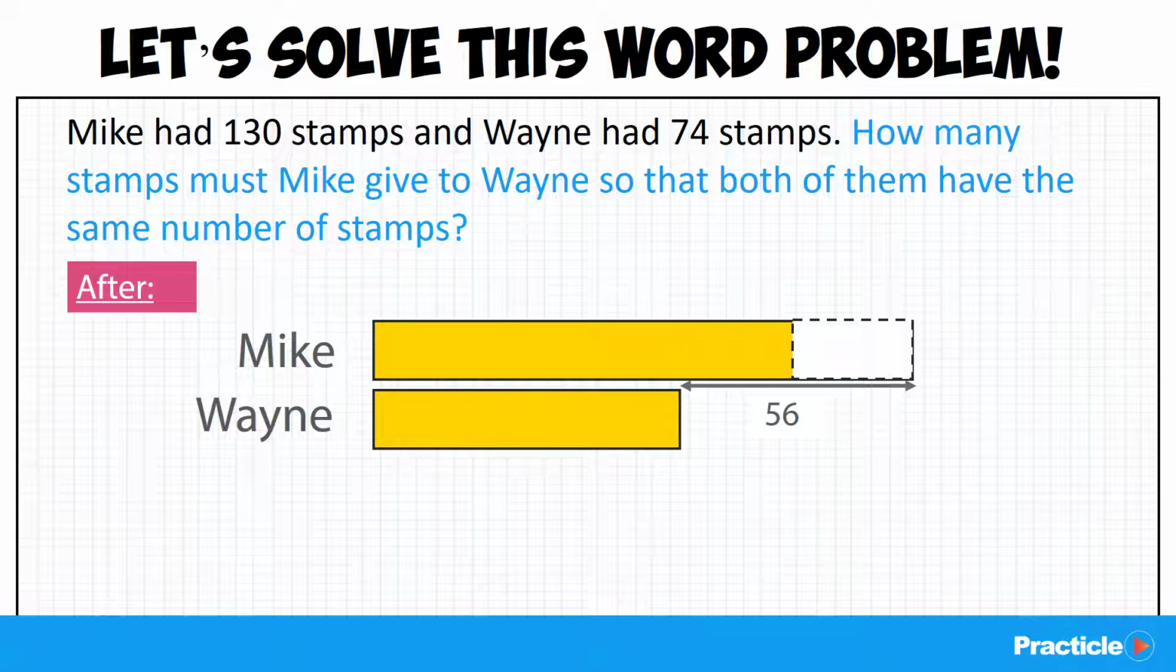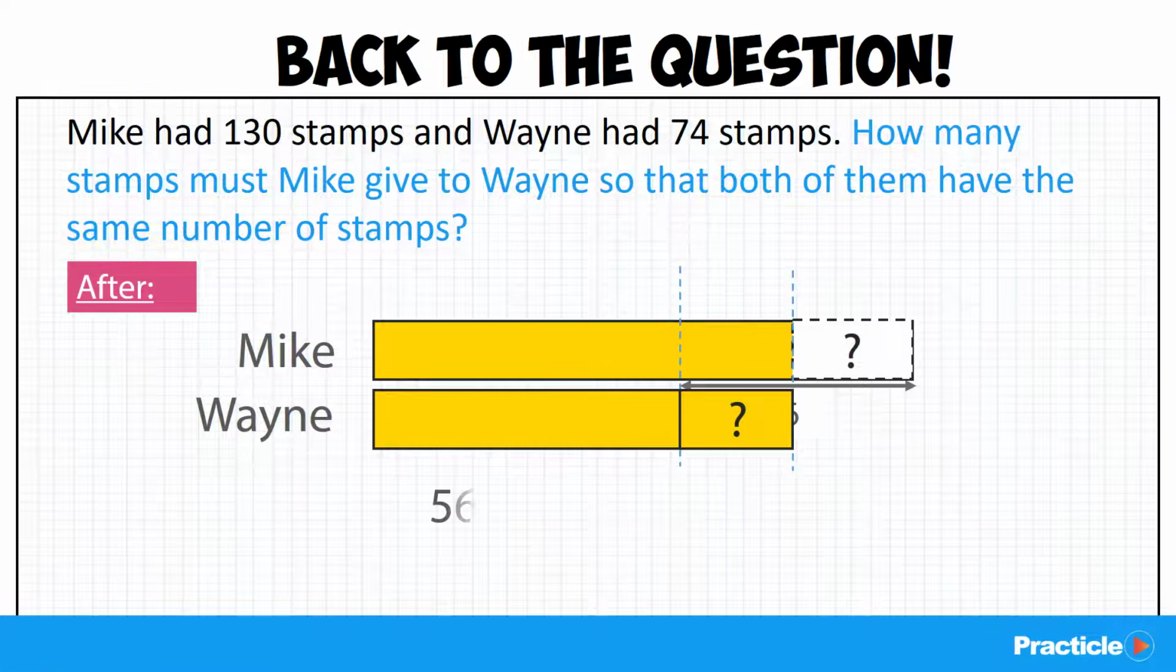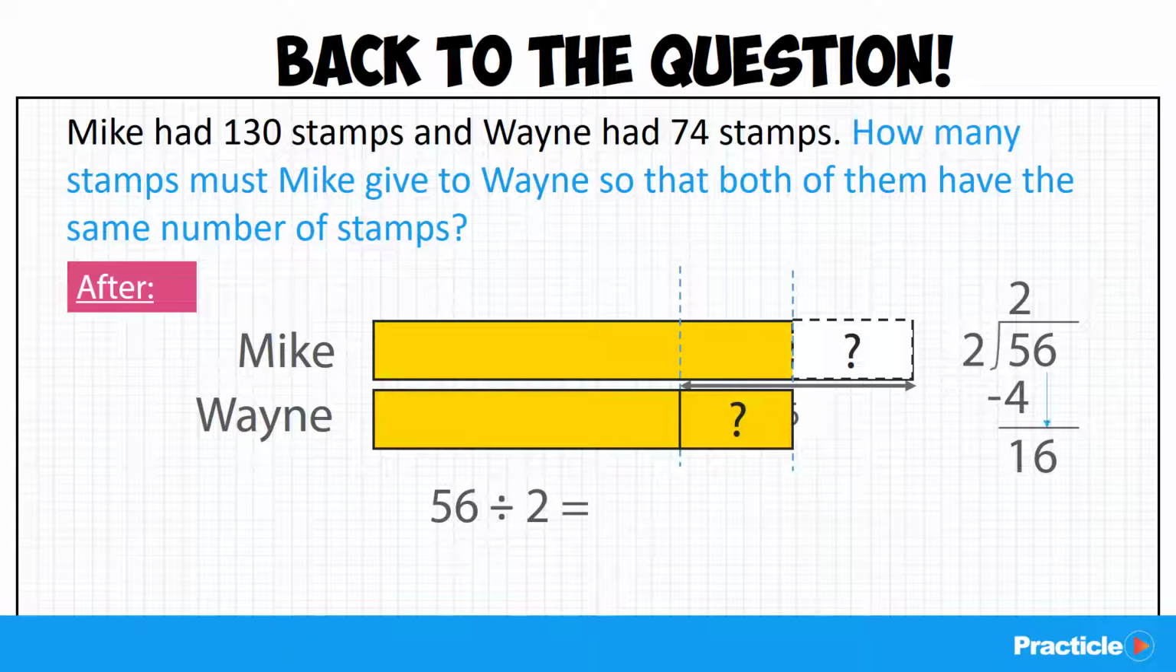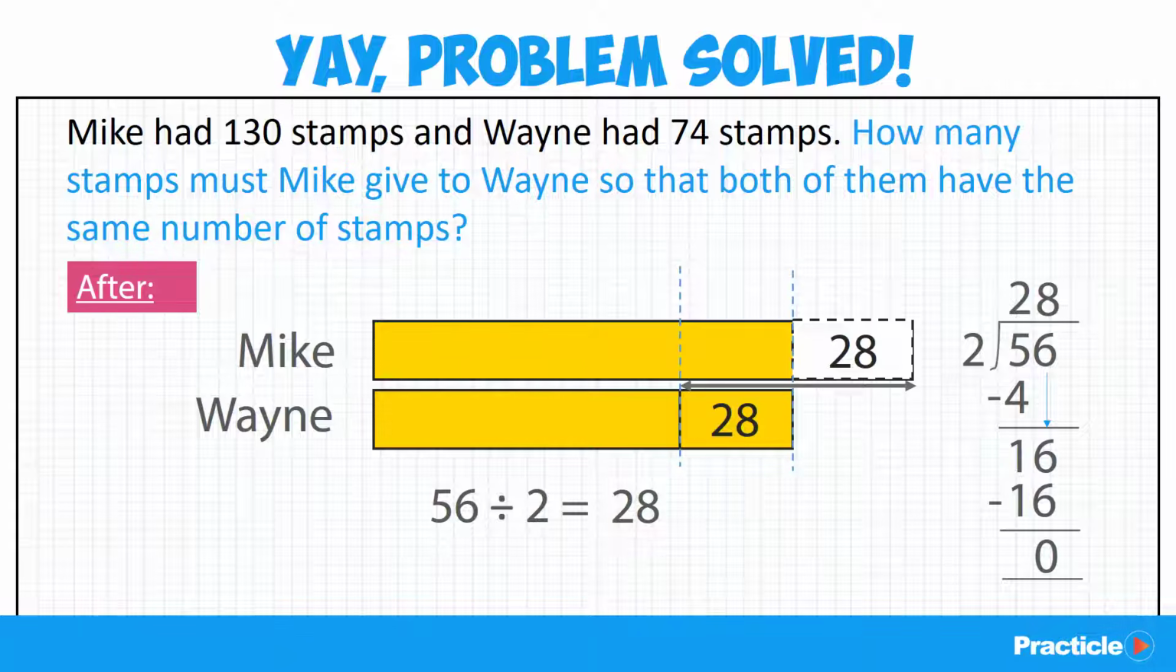Agree? And how does this change affect the number of stamps that Wayne has? Since he's the one getting all the extra stamps, Wayne's number of stamps will definitely increase, correct? So this happens bit by bit until a point where both of them have the same number of stamps. And their model will look like this in the end. So we have two bars that are equally long. And for that to happen, can you see that all we need to do is to divide this difference of 56 stamps evenly? When we divide 56 by 2, we are going to get 28. And this is the number of stamps that Mike must give to Wayne so that both of them have the same number of stamps.